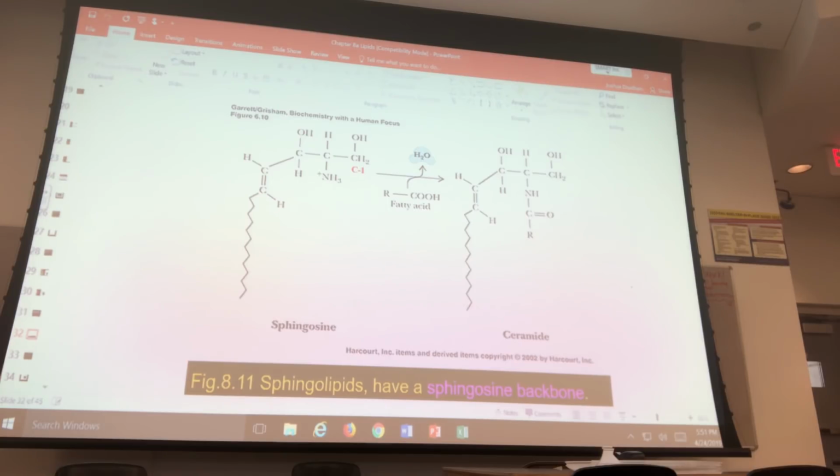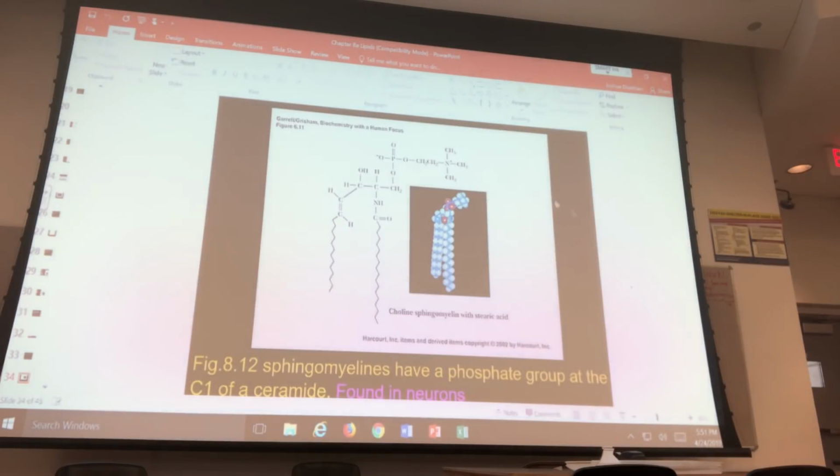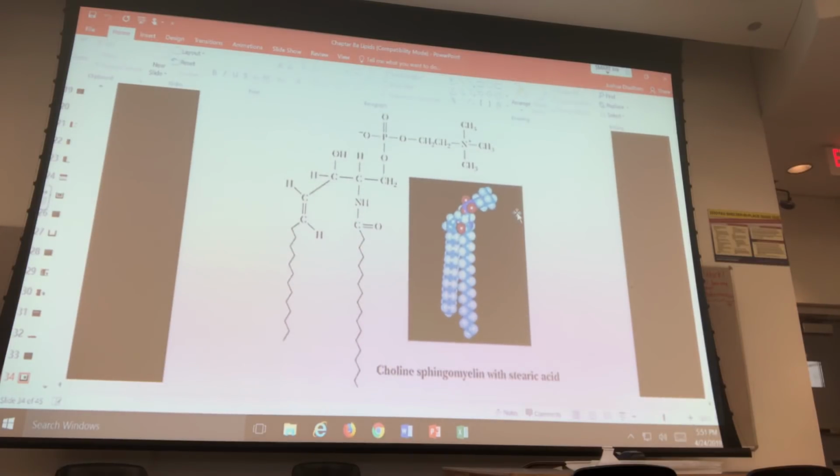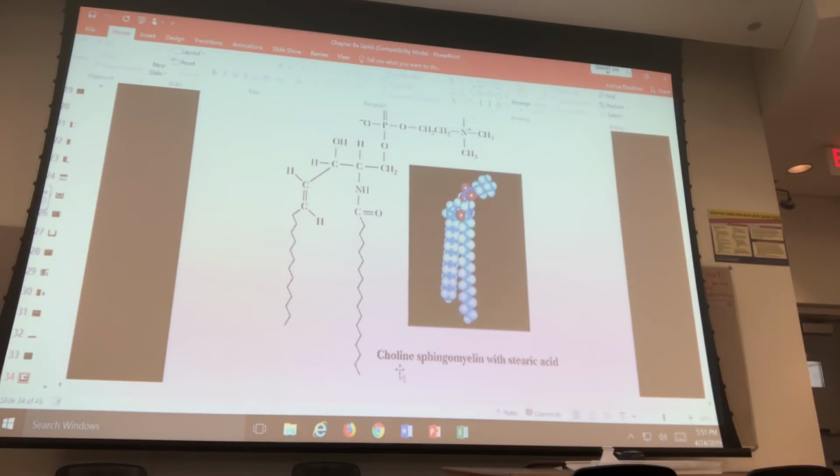And this thing over here on the right, you can attach various different things to it, and you get different types of sphingolipids. Some examples include: you take a ceramide and attach a polar phosphate head to it, and you end up creating sphingomyelin, which is important for what types of tissues in the body? Neurons, nervous tissue, has lots of sphingomyelin in it. It's a type of sphingolipid.